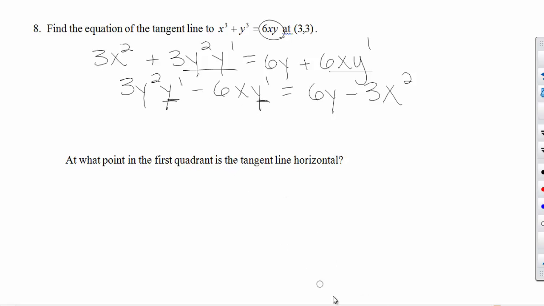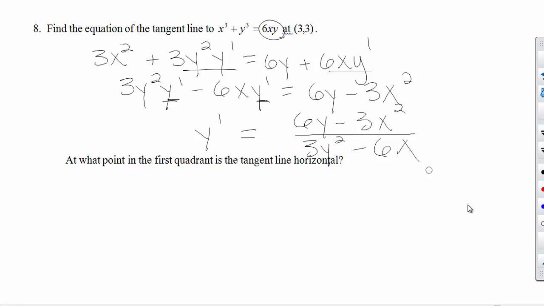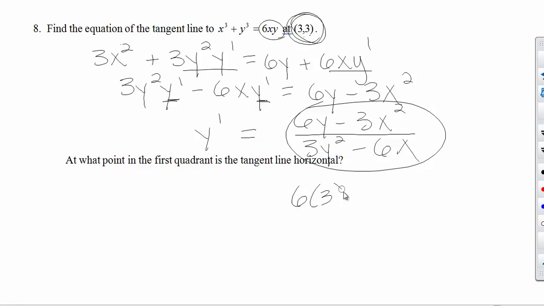I'm going to do this together again. So y prime would equal 6y minus 3x squared divided by 3y squared minus 6x. Now to get my slope, I'm going to plug 3 in for x and y into this. So if I plug 3 into both of them, that's going to give me my slope.